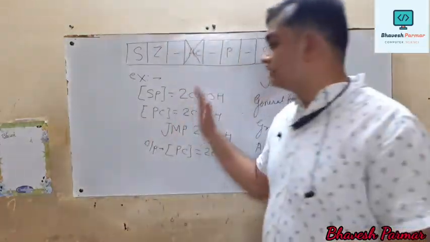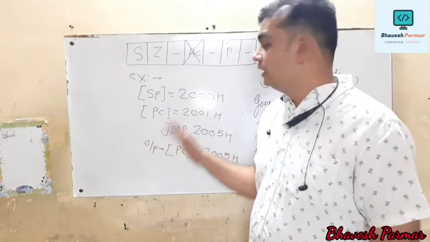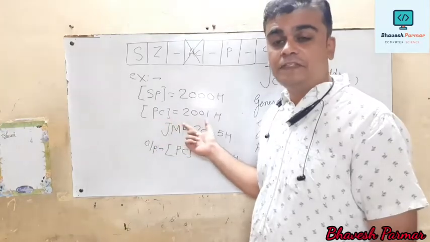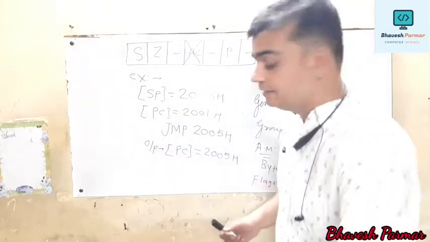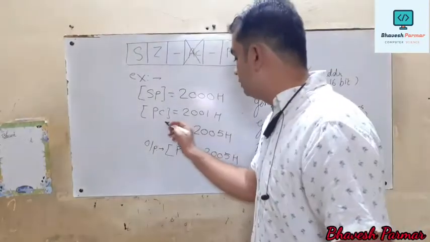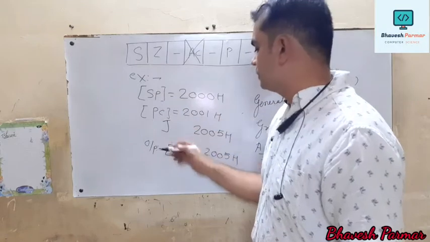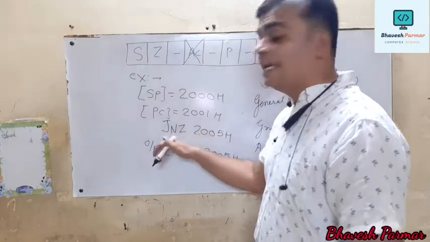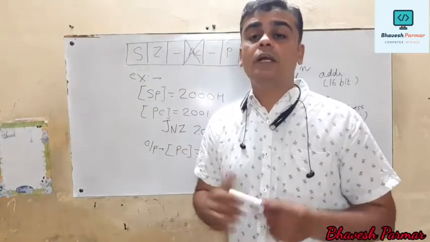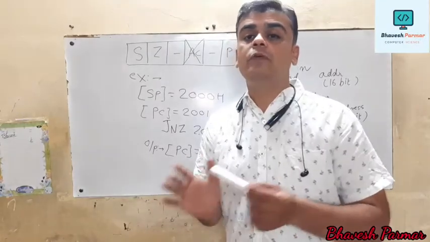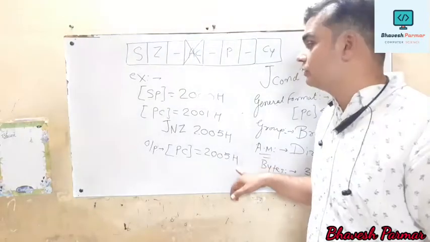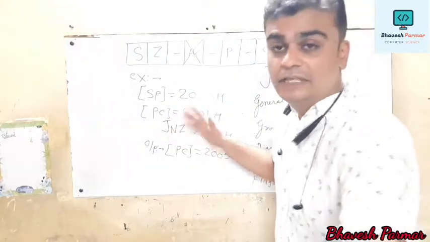Before discussing the different types of instructions, let me see an example. Suppose the content of SP is 2000 and the content of PC is 2001, and instead of writing JMP, I write J with one of these conditions. Suppose I write JNZ 2005H. What does it mean? Jump on non-zero value, we have to move to 2005. So what is my output? The content of PC is equal to 2005H.